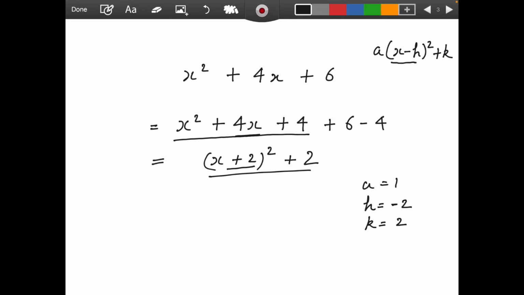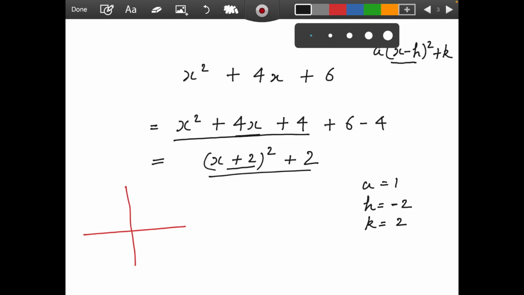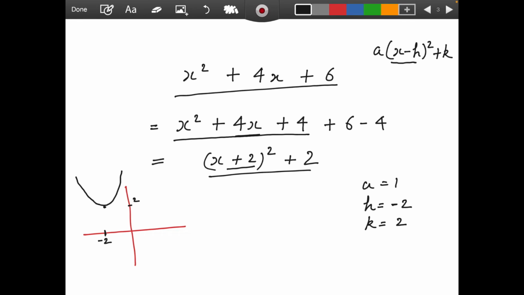So now the coordinates of the vertex, if you try to plot it on the graph, would be minus 2 and 2. So it would be somewhere here, which is minus 2 and this is 2. So the graph would look like this. Clearly the vertex is lying above the x-axis, so this quadratic polynomial is not going to have any real roots. So it will have no zeros.